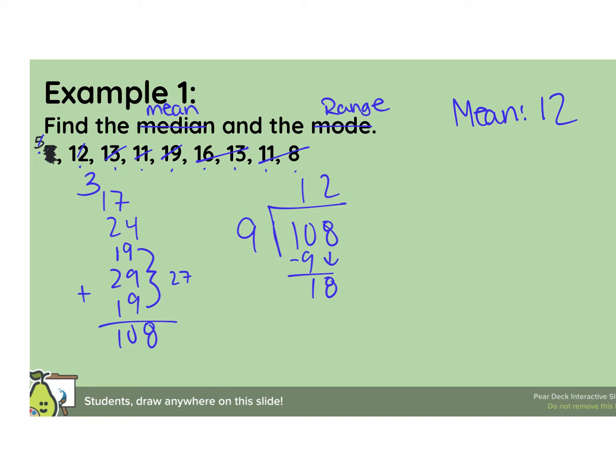Now the range is much easier. The range is just take the largest number, which is 19, subtract the smallest number, which is 5, and you get the range, which is 14.